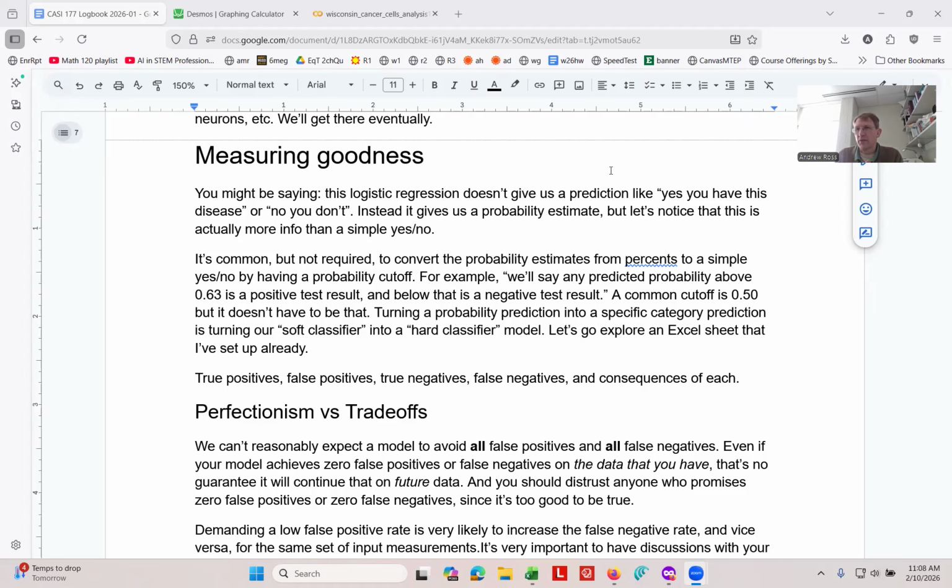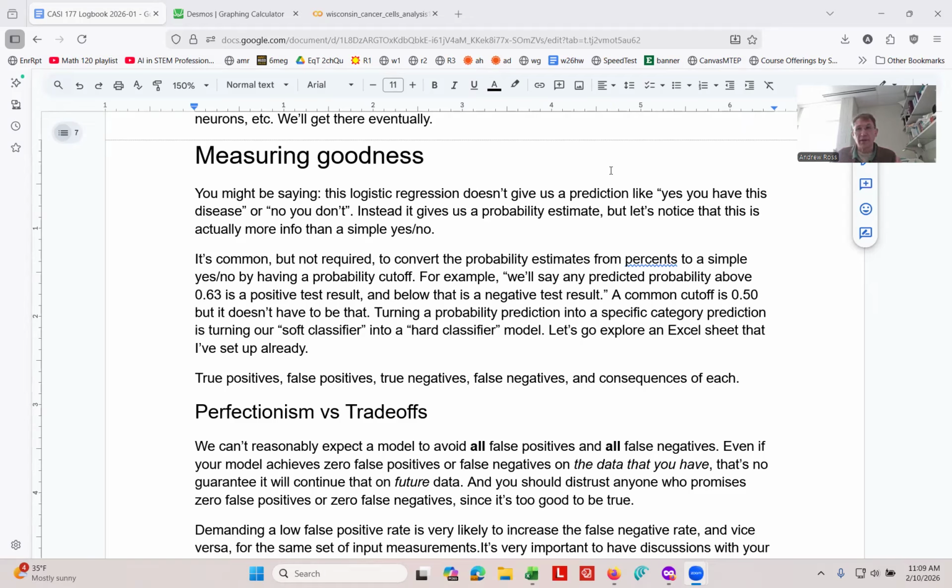You might be saying this logistic regression we just did doesn't give us a prediction like, yes, you have this disease, or no, you don't have this disease. Instead, it gives us a probability estimate. But let's notice that that's actually more information than a simple yes, no. It gives us sort of a how certain are you that this person has the disease or not.